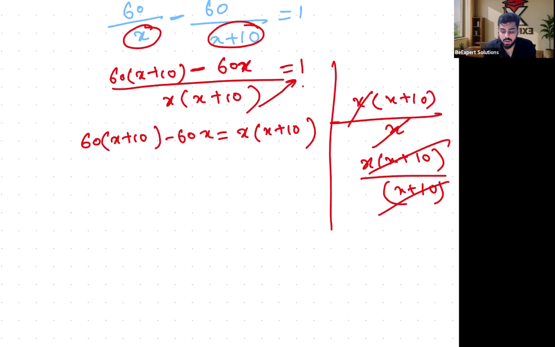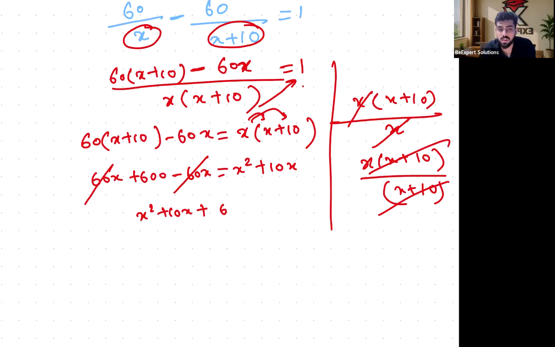Now, this is x square and 10x. If you write this as x square plus 10x, this is minus 60x, this is 60x plus 600. So if you solve, 60x and 60x cut down to 0. So this would become x square plus 10x plus 600 equals to 0, right? This is the equation you got.